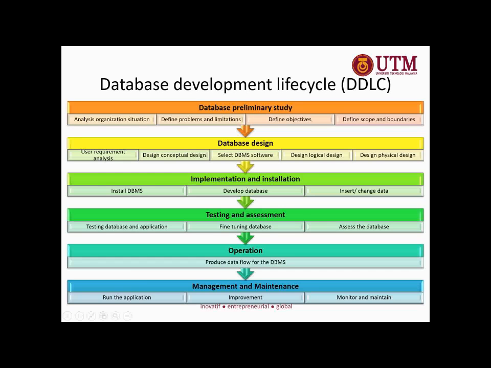So this is the detail of what happens in each step. In the database preliminary study, they define what the problem is and what the requirements of the agency are. Then they define the objective of the database being developed, whether it is for financial or project management and so on. Then they define the scope and boundaries: what it is all about, what should be included, and what should be excluded.